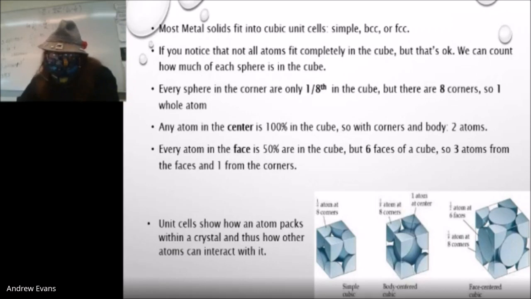And the unit cells are essentially going to show how these atoms pack within the crystal, and thus how other atoms can interact with it. This packing has a lot to do with, well, the density, of course. It's going to have a lot to do with interactions. It's going to have a lot to do with solubility and stability and all that stuff.